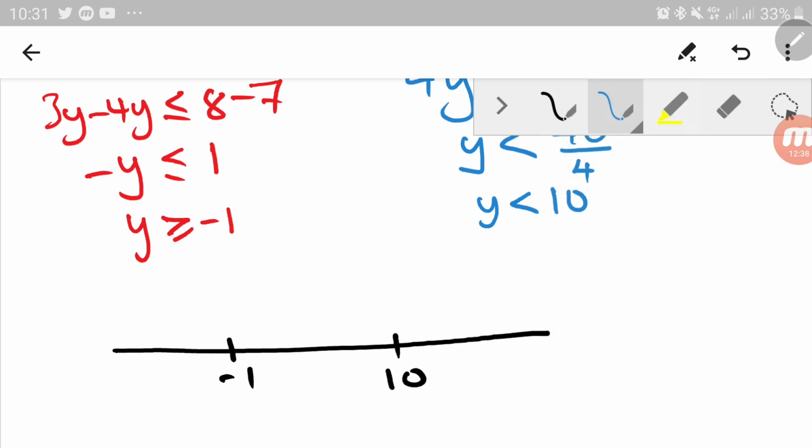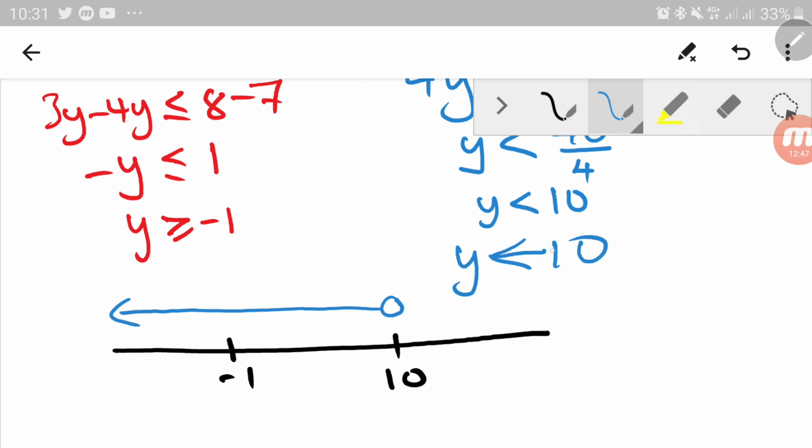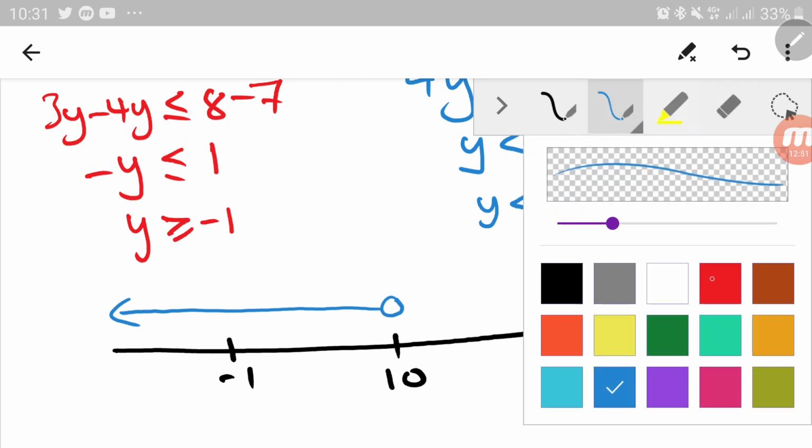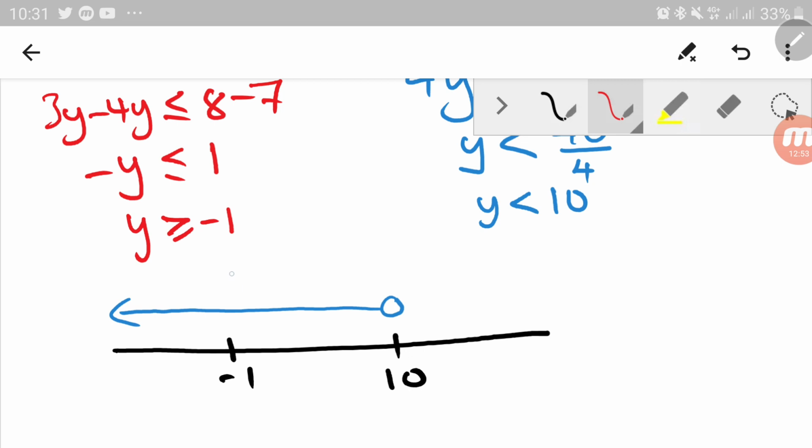So y less than 10 is an empty circle going to the left. You see like that, the arrow is to the left. While y greater than minus 1 is a dense circle pointing to the right, going to the right.